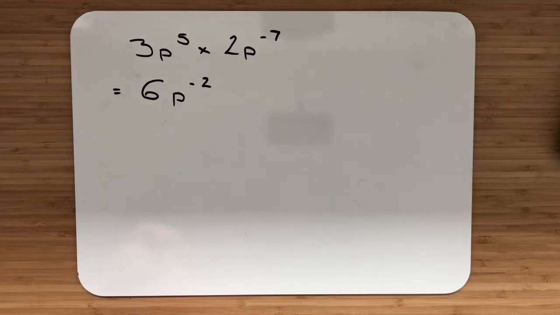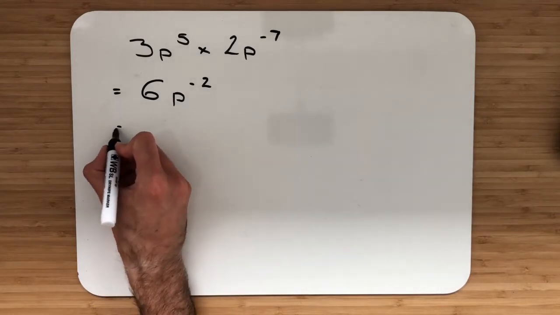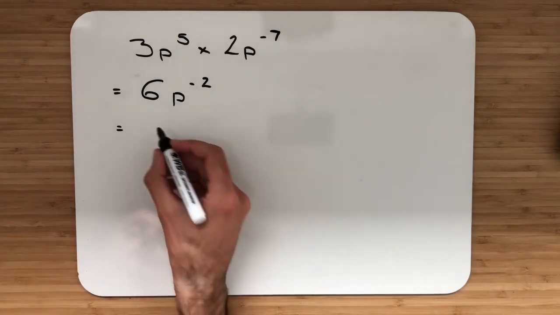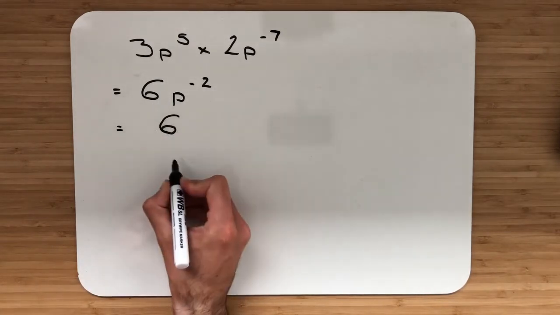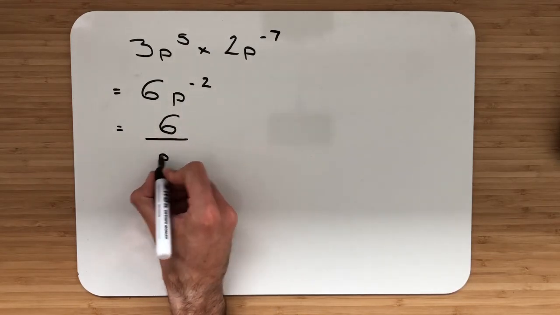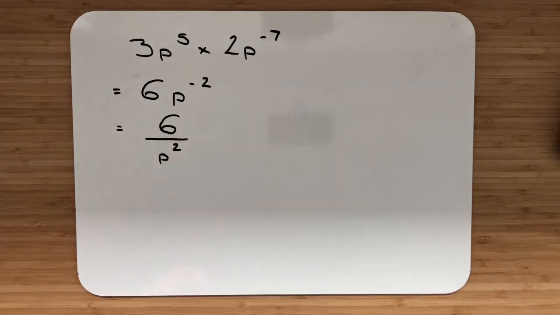Next thing, we need to leave this with a positive index. It's currently negative, so I'm going to have to take it downstairs to make it positive. So let's leave the 6 exactly where it is. P to the negative 2 comes downstairs, that becomes p to the positive 2. So your final answer is 6 over p squared.